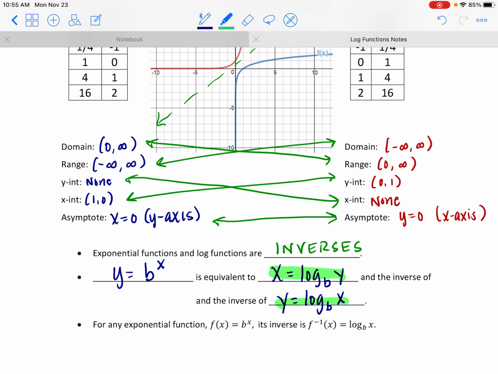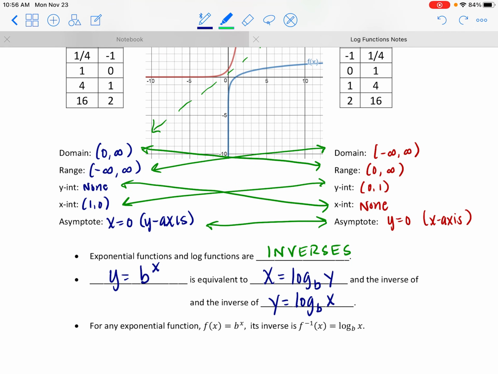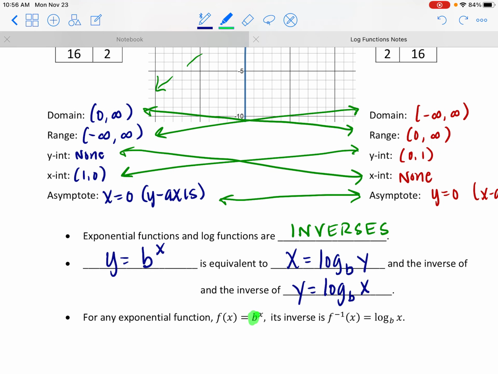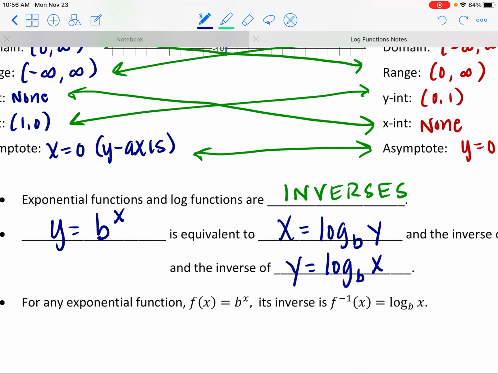So y equals b to the x power is equivalent to x equals log base b of y, and the inverse is y equals the log base b of x. But notice what's happening from the exponential to the inverse function: the y's are in the same spot, and the base b is in the same spot, and then lastly follows the x. Any exponential and log with the same base are going to be inverses. So for any exponential function b to the x, the inverse, remember our inverse notation, is the log base b of x.